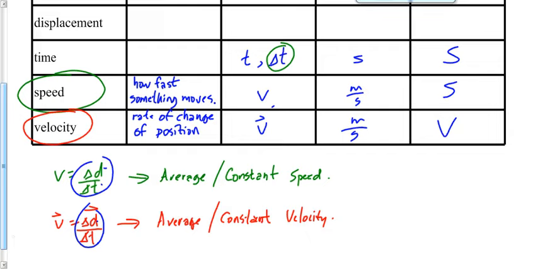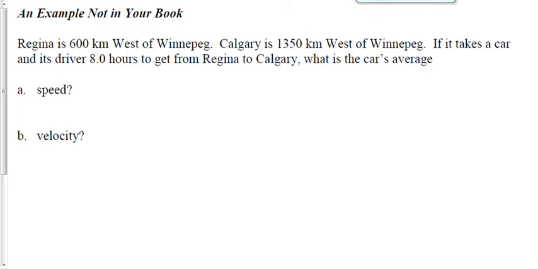A couple example questions here. Unfortunately, again, you got to copy them out. I promise there's not that many of these ones you got to copy out this entire year. You probably see more over the first couple of days of Physics 20 than you see for the rest of the year. But this is one of them. So Regina is 600 kilometers west of Winnipeg, and Calgary is 1,350 kilometers west of Winnipeg. It takes a car and its driver 8 hours to get from Regina to Calgary. What's the car's average speed and velocity?